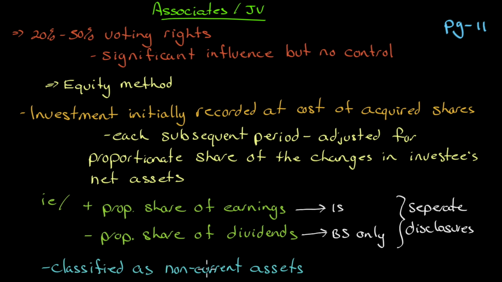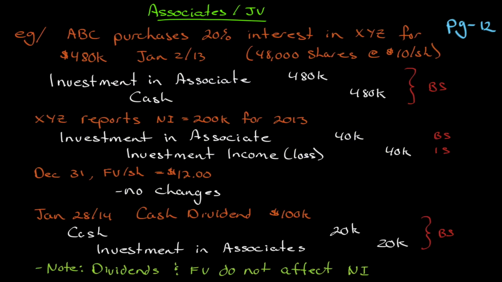So let's just get right to an example to see what it looks like. Okay, and I'm going to give you an example with the journal entries associated with this. So let me just give me a second here, put my pocket protector on. There we go. Okay, so now I'm ready to talk like an accountant. ABC purchases 20% interest in XYZ for $480,000 on January 2nd, 2013. Bought 48,000 shares at $10 per share. There's your 480. How do we account for that?